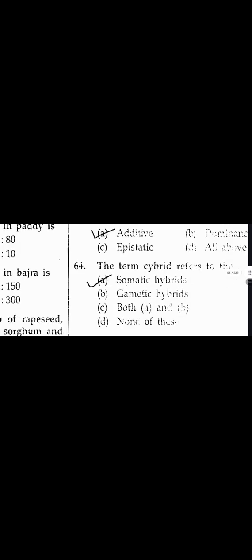61. The defective copies of the normal gene are known as pseudogenes. Question number 62. The terms muton and cistron were coined in 1957 by Benzer. The variance which is fixable is additive. Question number 64. The term hybrid refers to the somatic hybrids.